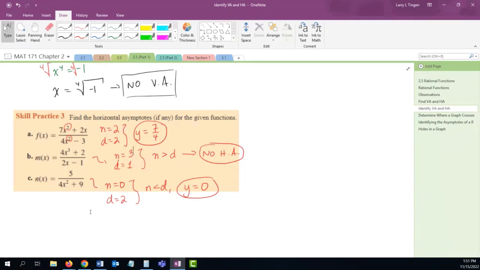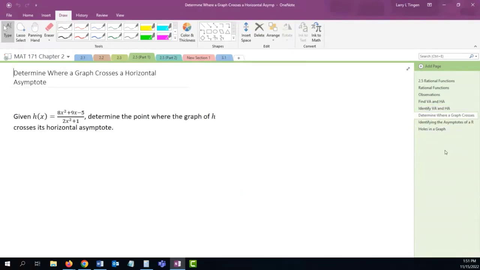All right. Next is determine where a graph crosses a horizontal asymptote. So we said this was allowed before, right? So I've got h of x, and I want to know what is the point where the graph of h of x crosses the horizontal asymptote. Horizontal asymptotes, again, are really just trying to talk about what does my function do as x goes off to positive infinity and negative infinity. So first thing I've got to do is find horizontal asymptotes.